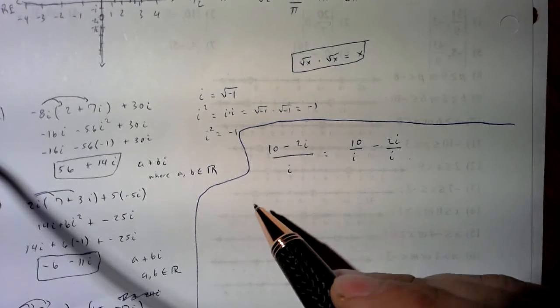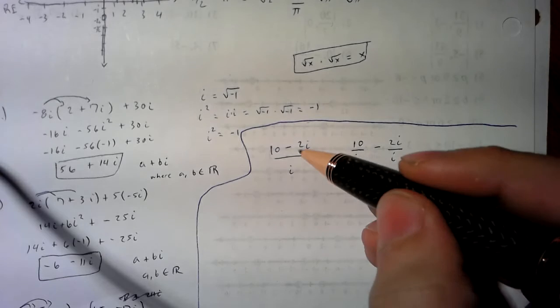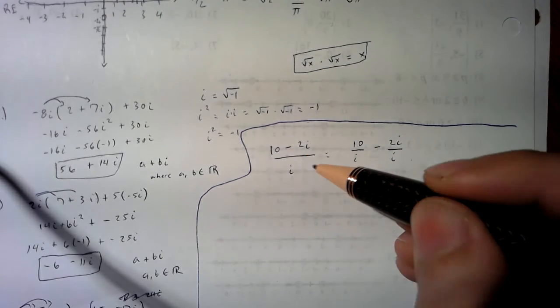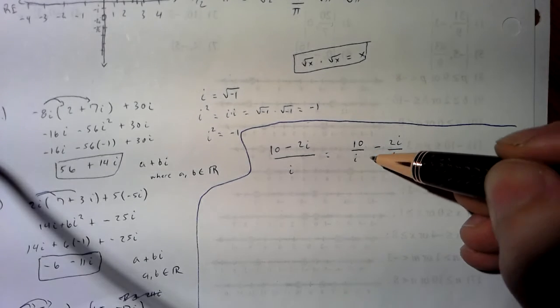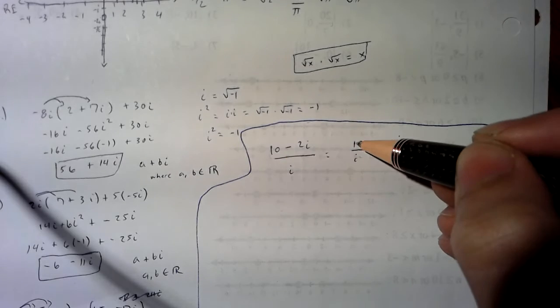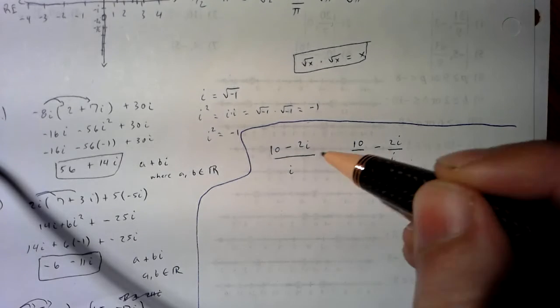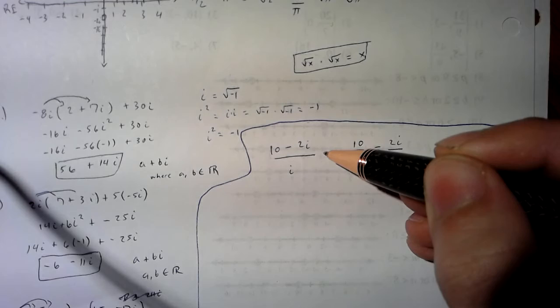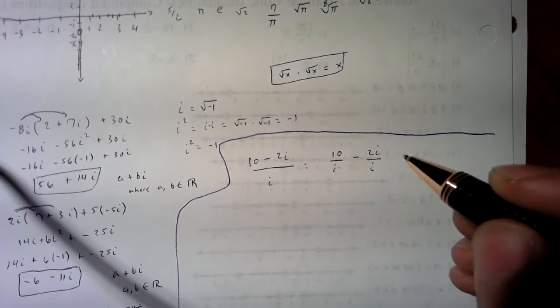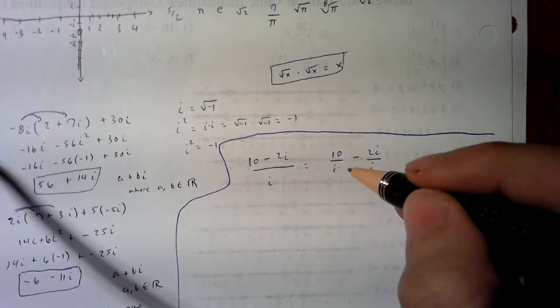So again, all I did was use a rule from fractions that you can split this into 2 fractions. When you have a binomial over a denominator, the denominator stays in both of them, and you write the corresponding numerators. So we had a 10 there and a negative 2i over here. You can always split fractions like that. Now that we've done that, things start to simplify.